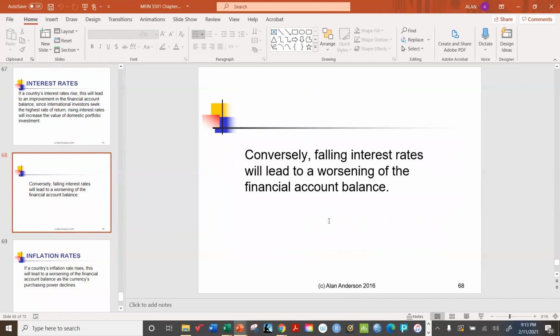All right. If our interest rates fall, people will take their money out of the United States, and then that will reduce the balance in our financial account.